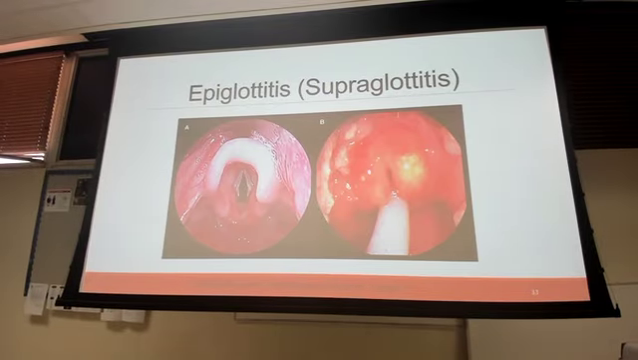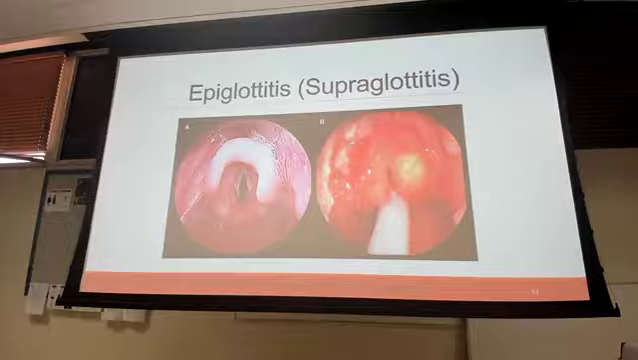This is just an example. On the left, under A, you can see the normal epiglottis, and then on the right, that's a patient that's been intubated, and then the epiglottis. You can see how swollen it becomes and actually blocks the airway. So that's what we want to prevent.